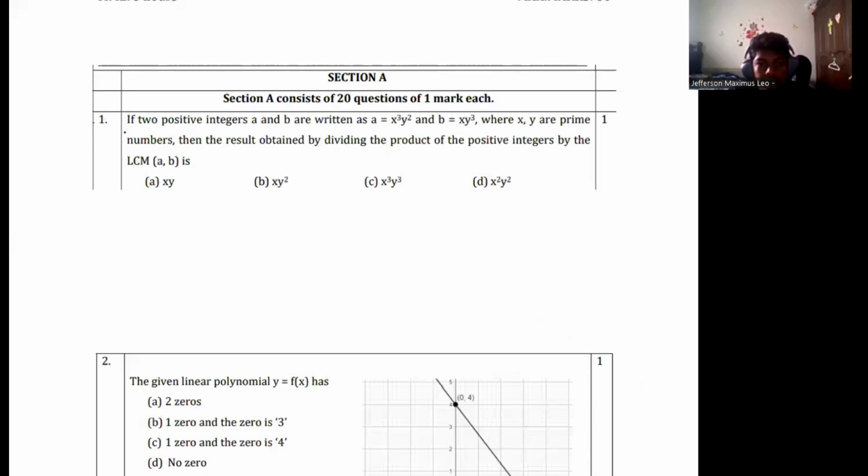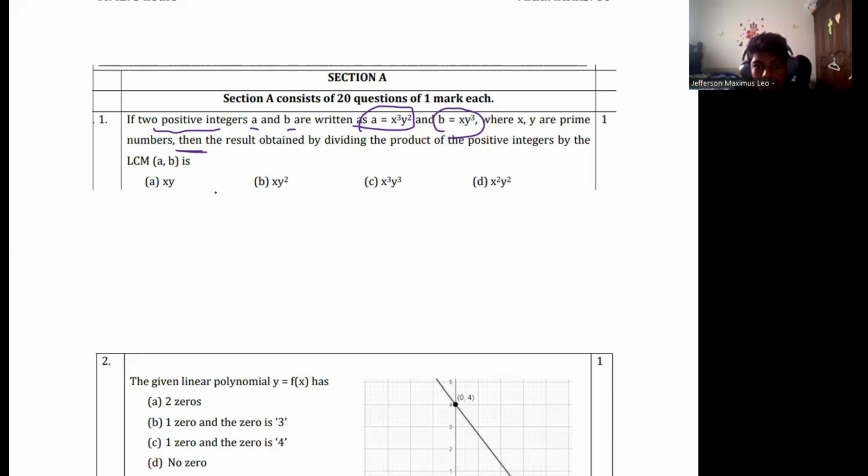If 2 positive integers a and b are written as a is equal to x cube y square and b is equal to x y cube, where x and y are prime numbers, then find the result obtained by dividing the product of the positive integers by their LCM. Given a is x cube y square, b is x y cube, and x and y are prime numbers alone. We can express a and b as products of prime numbers. The question asks for the result obtained by dividing the product of the positive integers by their LCM.